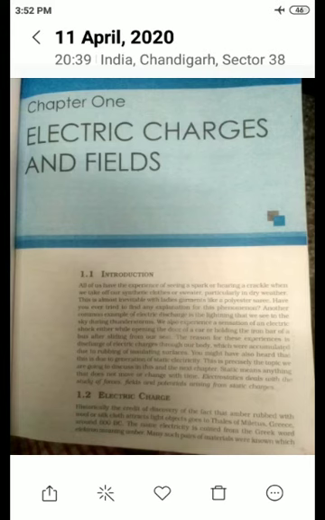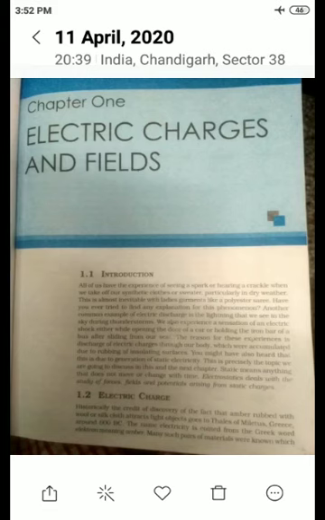Now, applications. The attraction and repulsion between charged bodies have many industrial applications. Number one, in electrostatic loudspeakers. Number two, in electrostatic spraying of paints and powder coating. Number three, in fly ash collection in chimneys. Number four, in a Xerox copying machine. Number five, in the design of a cathode ray tube used in television and radar, and many more applications.